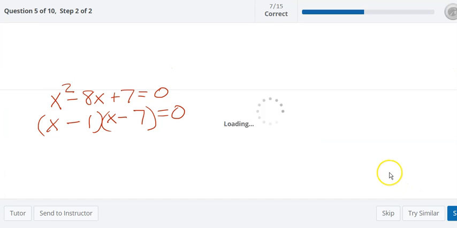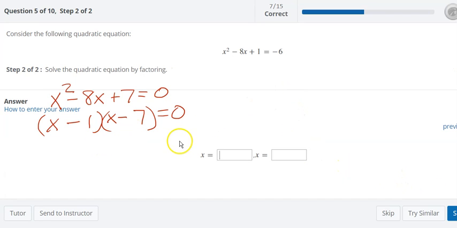Now, when we go on to the next, they're going to ask us, what is the solution? Well, if you're catching on to what's going on here, we can just equate each of these to 0. So this is going to be x equals 1. Here, x equals 7. So if we put in there a 1 and a 7, that should do it.